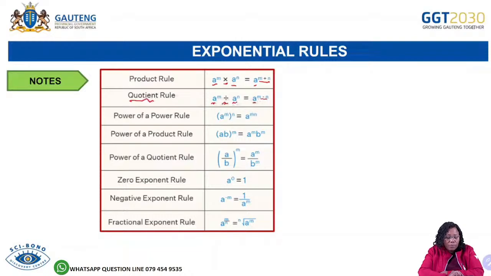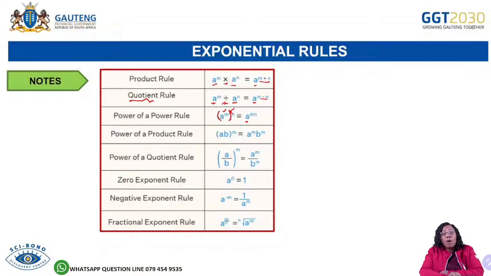That is the rule. And then the power of the power rule means that you have a power there and an exponent and another exponent there. You must remember, as long as there is a bracket there, there's a multiplication in between. That simply means now you take the base and multiply the exponents.